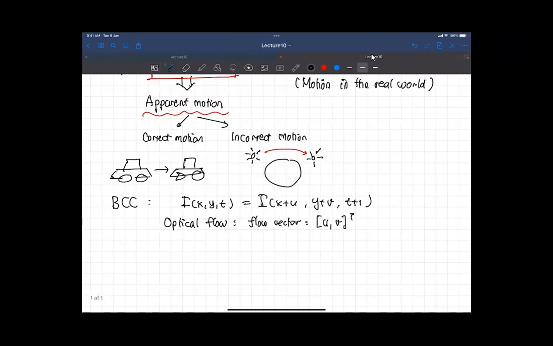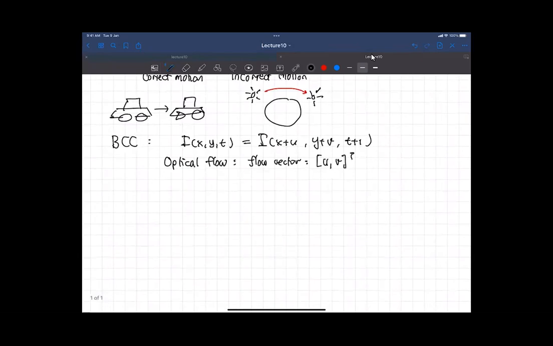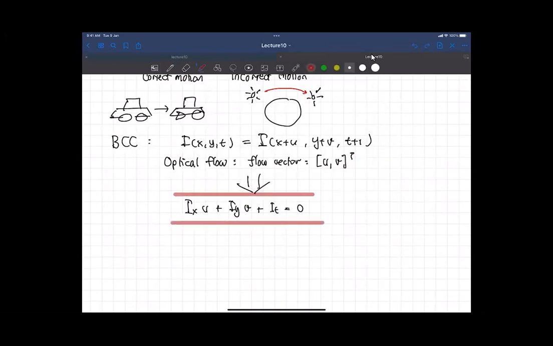Based on this BCC, we can have a derivation. We derive further that Ix multiplied by u, plus Iy multiplied by v, plus It equals zero. So this is the consequence of the brightness constancy constraint. Basically, this is the BCC and the most important equation in optical flow.